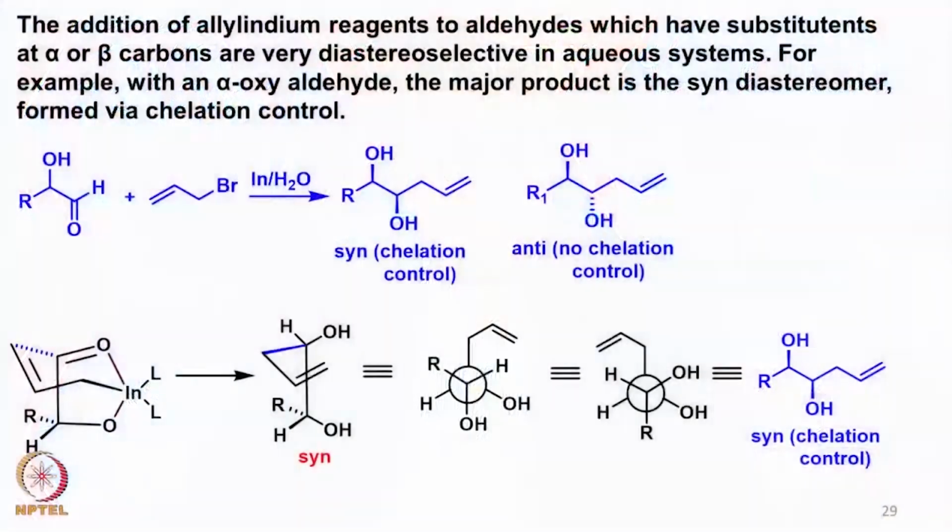Now the addition of allyl indium reagents to aldehydes which have substituents at the alpha or beta carbon atom. For example, if you have a substituent like this here, then a very diastereoselective reaction is possible in aqueous medium. For example, with an alpha oxyaldehyde, this is what we are talking about here. The major product is the syn diastereomer. So actually it is a chelation control, anti is no chelation actually.